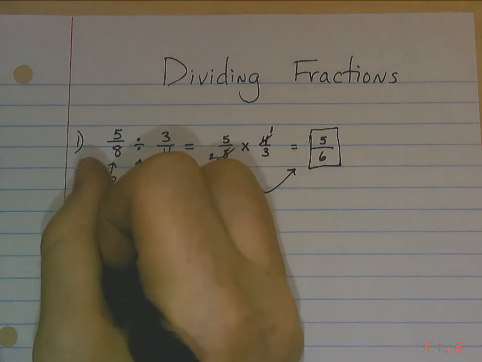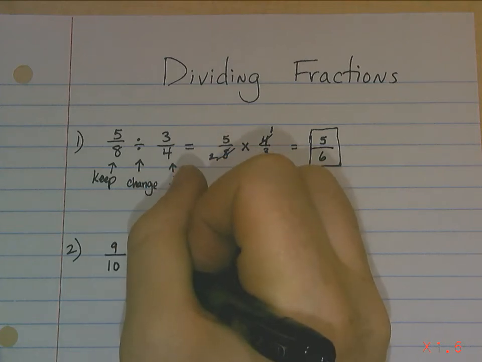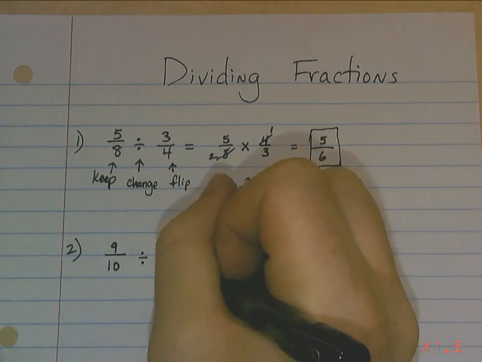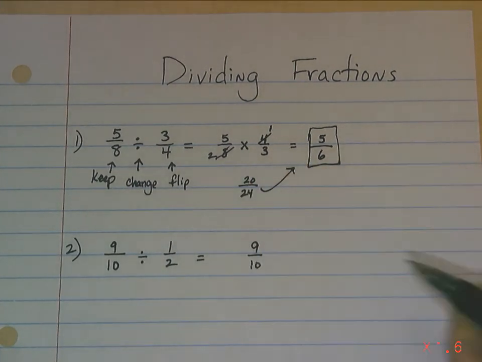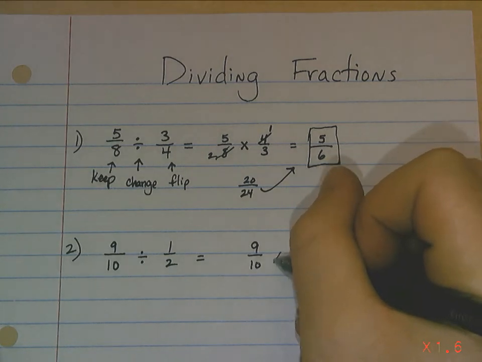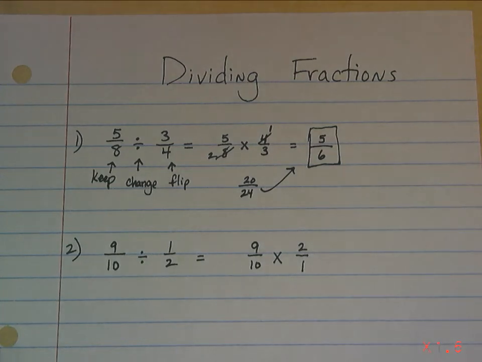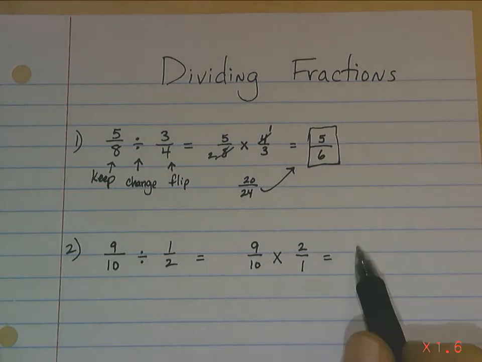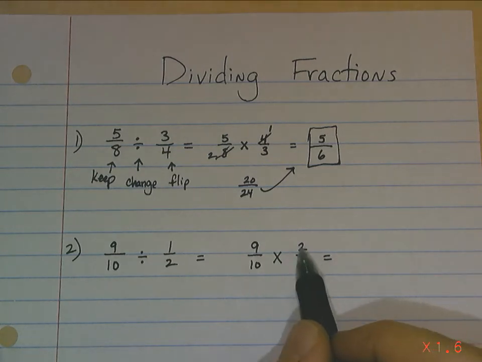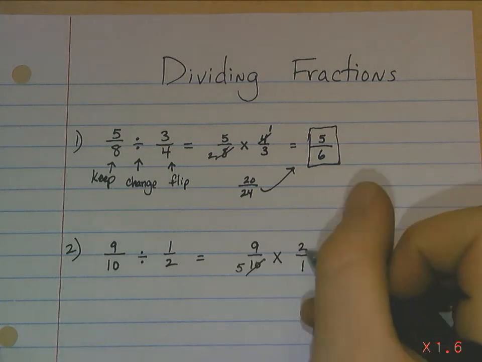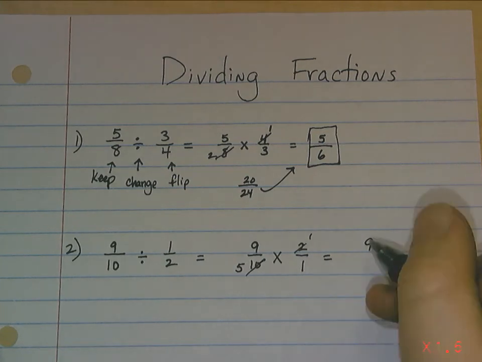Let's do another one. A typical problem could be, let's say, 9/10 divided by 1/2. You would keep the first fraction, change the division symbol to multiplication, and flip the second fraction to 2 over 1 instead of 1 over 2. Then you can either multiply straight across, get 18 over 10, and then simplify, or we can simplify now. 2 can go into 10 five times. It can go into itself once. 9 times 1 is 9. 5 times 1 is 5.